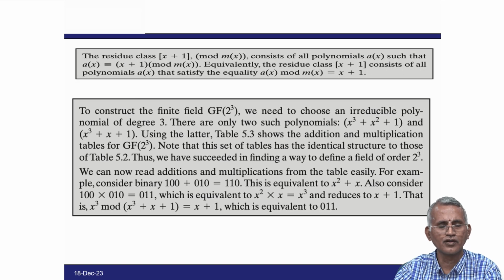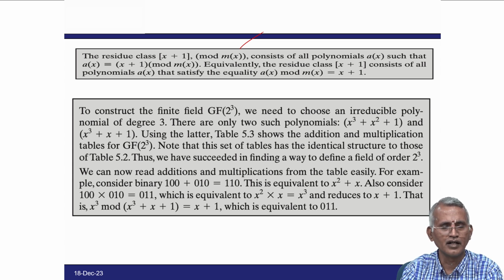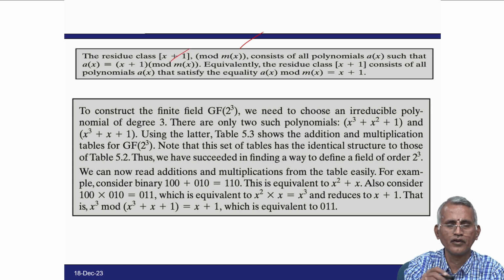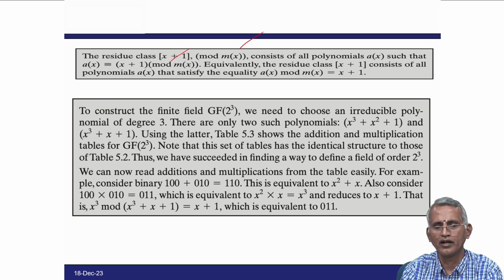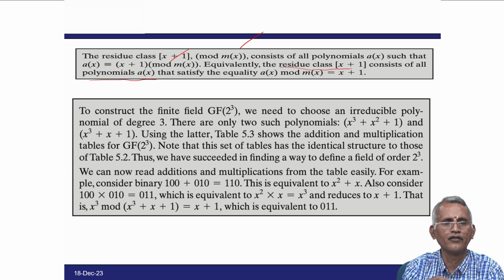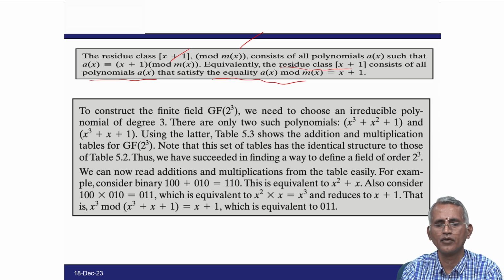So, the residue class of x plus 1 under modulo m of x consists of all polynomials a of x such that a of x is identically equal to x plus 1 under modulo of m of x. Equivalently, the residue class of x plus 1 consists of all polynomials a of x that satisfy the equality of a of x under modulo of m of x equal to x plus 1.